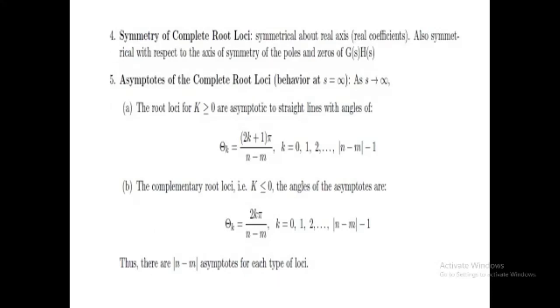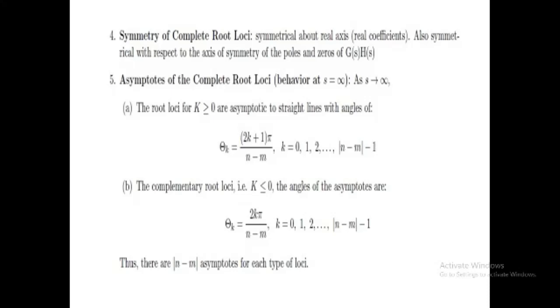As s tends to infinity in the above equation, the root loci for k greater than or equal to 0 are asymptotic to straight lines with the angle theta_k equal to (2k plus 1) pi upon (n minus m), where k is equal to 0, 1, 2, and so on, up to the modulus of n minus m minus 1.